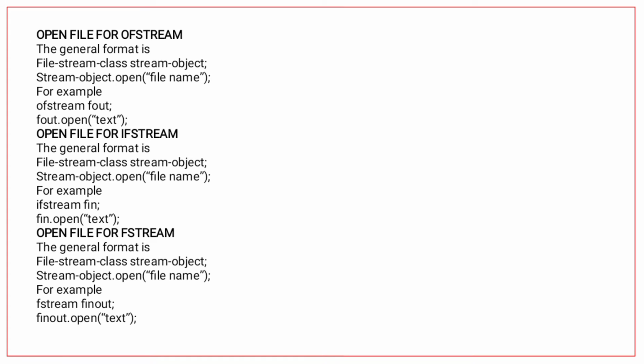Open file for fstream. The general format is file stream class, stream object dot open, file name. Now see the example, fstream finout; finout.open("text"). In this example, file is used for both writing and reading.